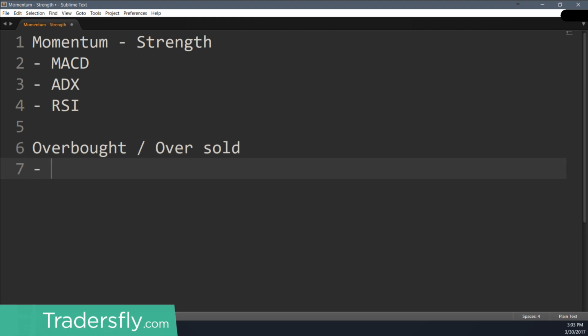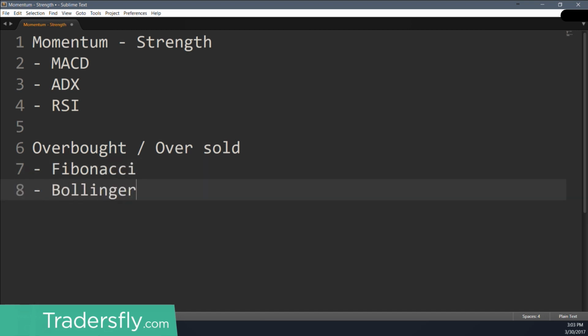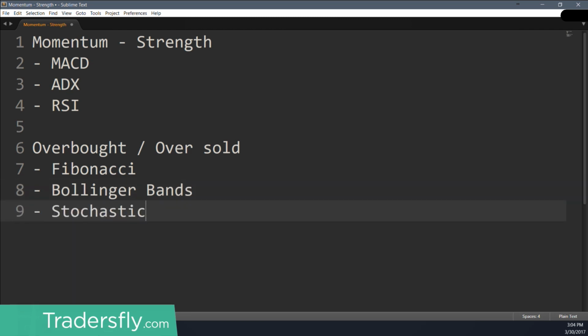Then when you go into overbought or oversold indicators, you're looking at Fibonacci indicators. Okay, so that could also be an indicator. Looking at Bollinger Bands, those could be an indicator. And then you're looking at stochastics, and there are 3 stochastics, but it's typically the slow stochastics. So these are just a few common ones.